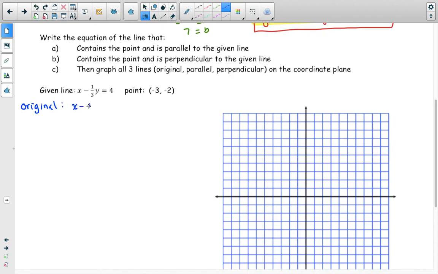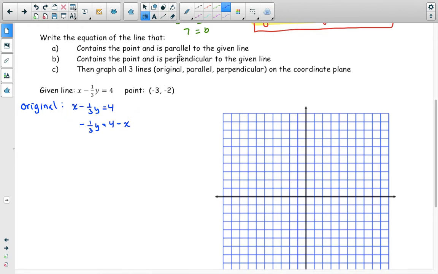x minus 1/3 y equals 4. We need to subtract the x to the other side. So we'll have negative 1/3 y equals 4 minus x, because we're moving x to the other side, we subtract it.